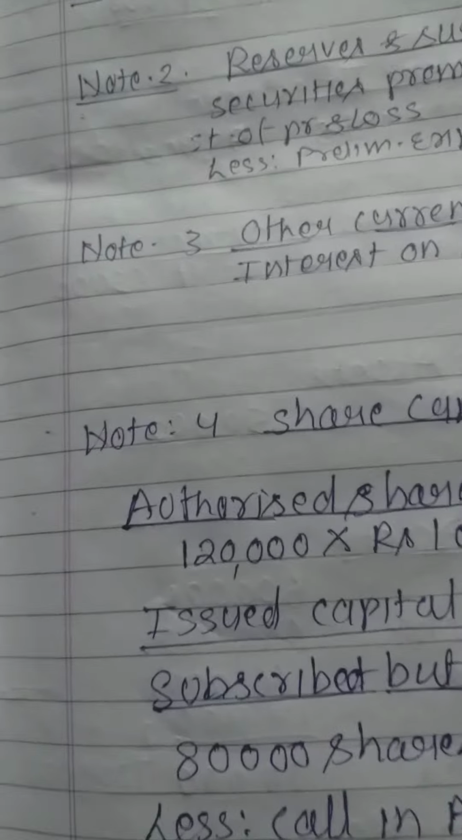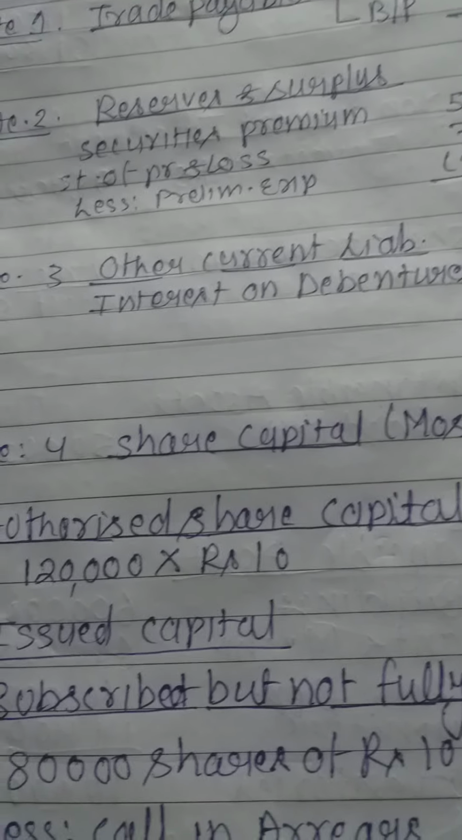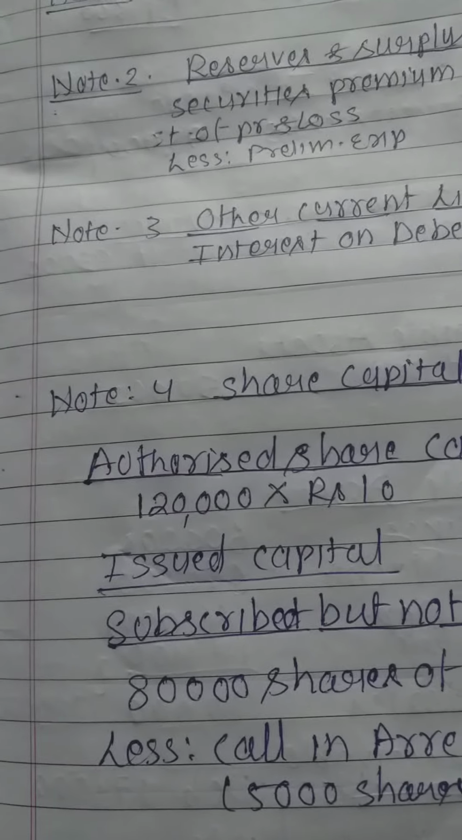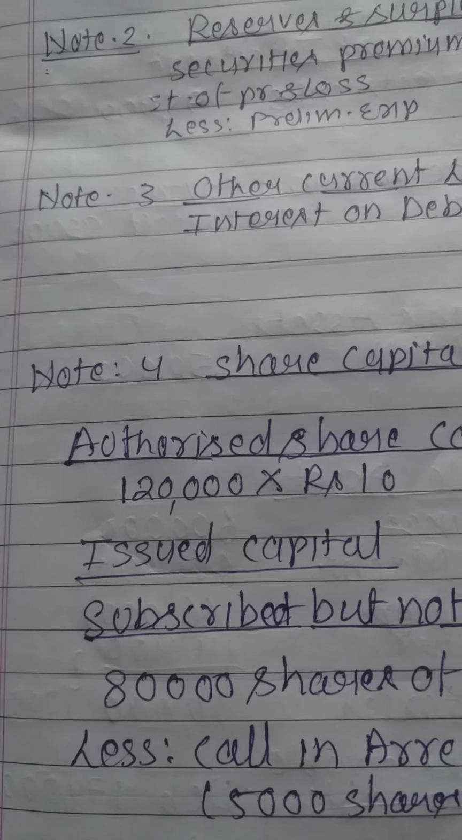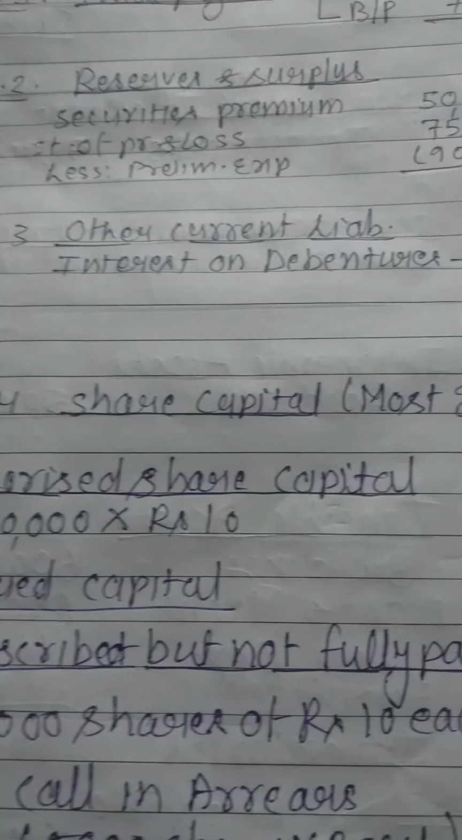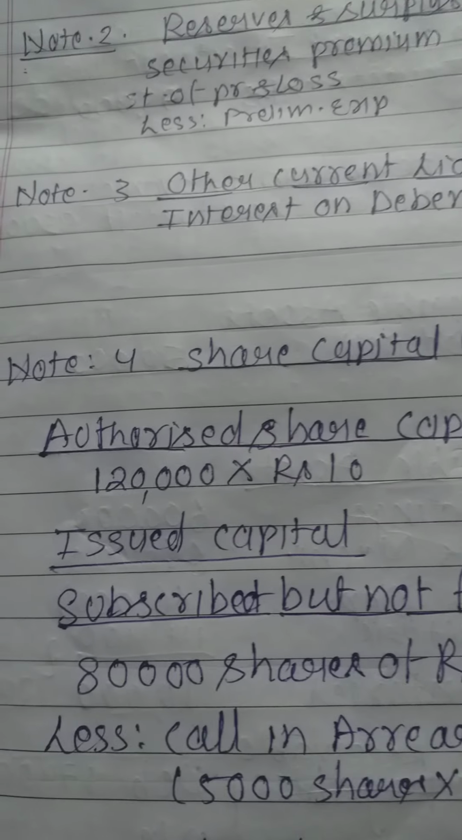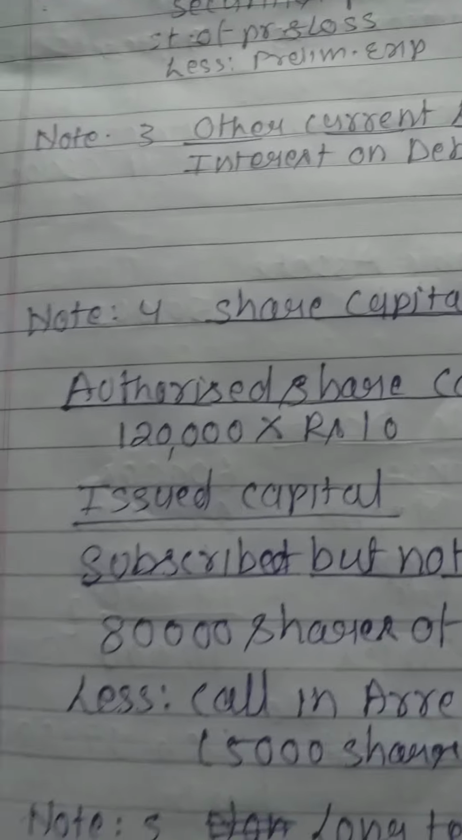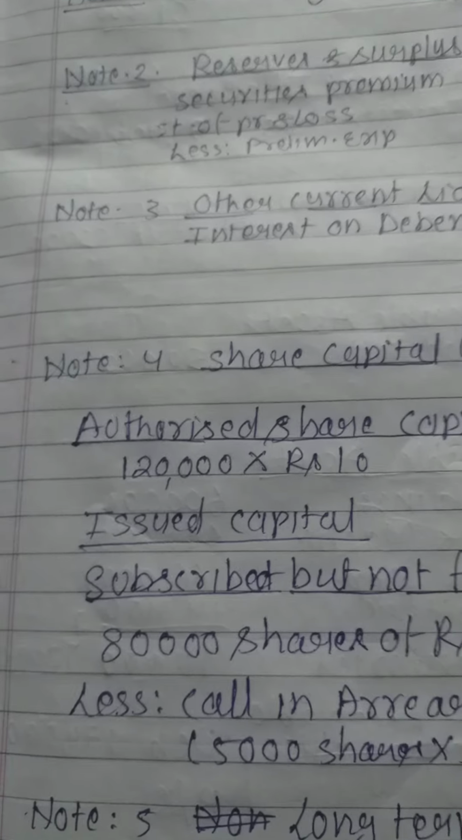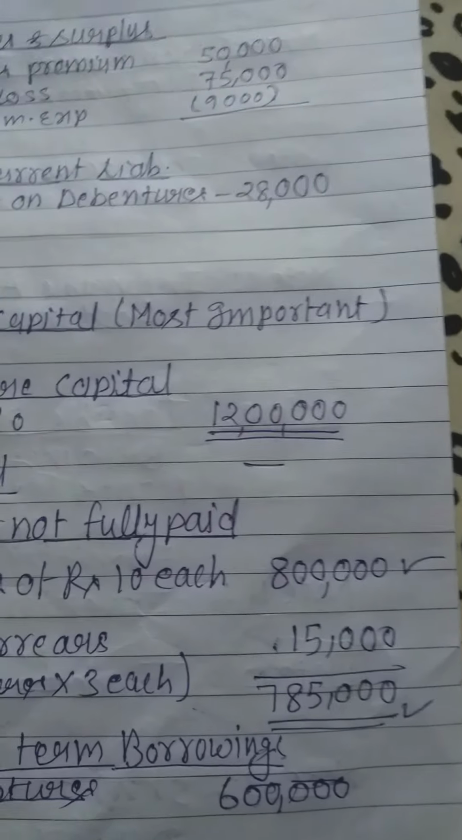Note number 4. How to find it out? What you have to write? Share capital. Under this, in the question, what is given to you? Authorized share capital. What is the amount of authorized share capital that has been given to you? 1,20,000 shares of rupees 10 each. So the total amount will be 12 lakh.